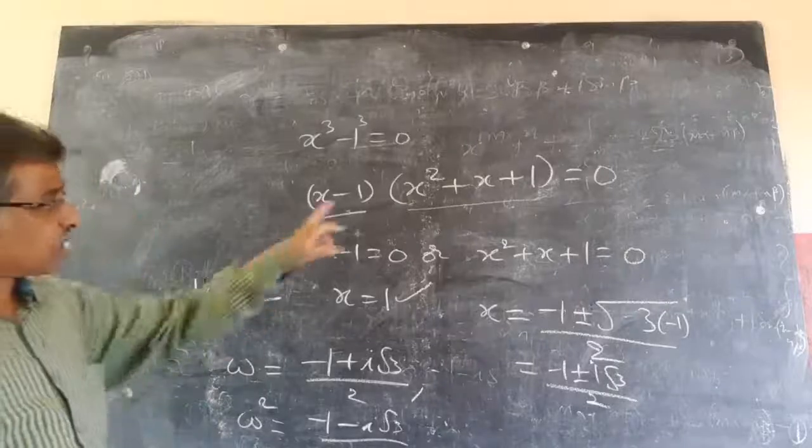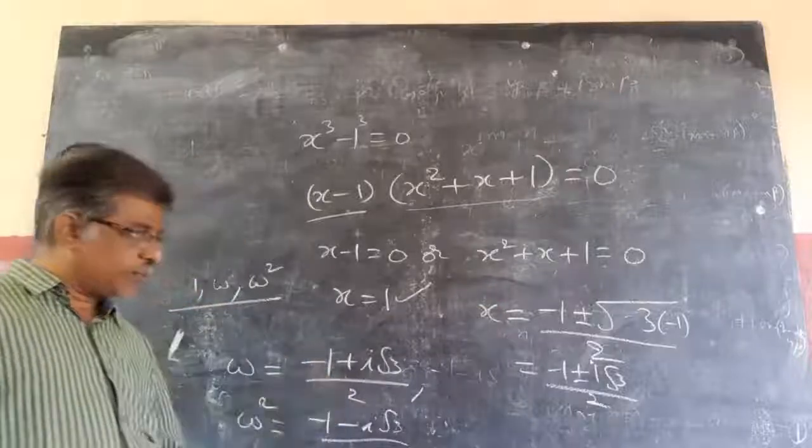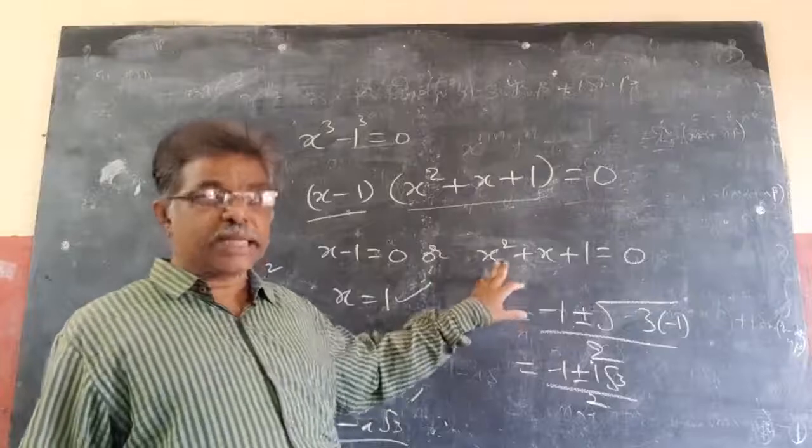Now, omega is a root of this equation as well as this equation. By solving this equation, I got omega and omega square as the roots. So omega is a root of this equation, and automatically this is a part of this.